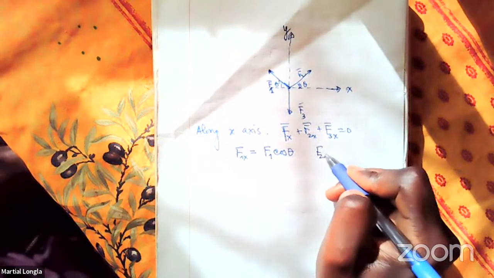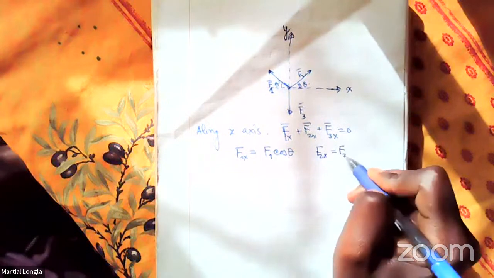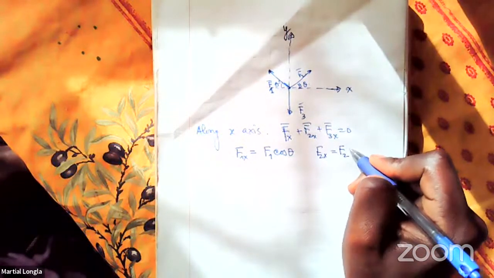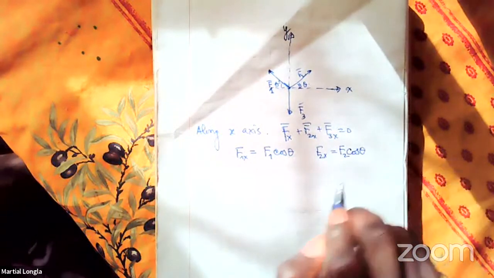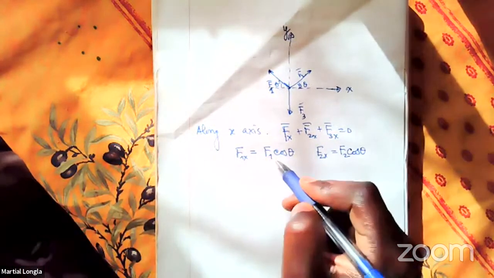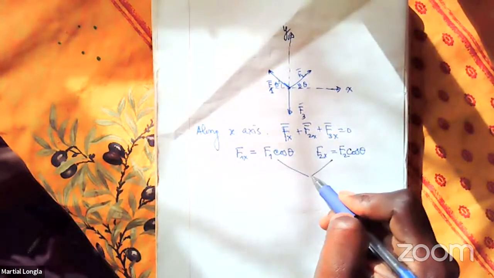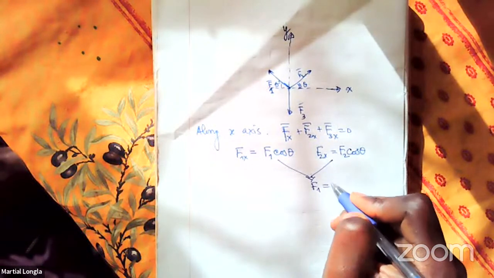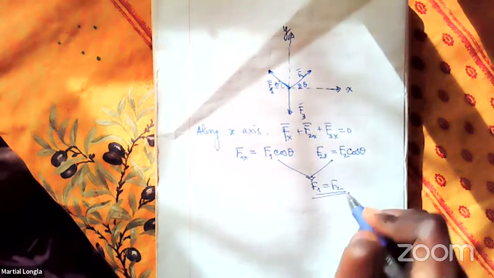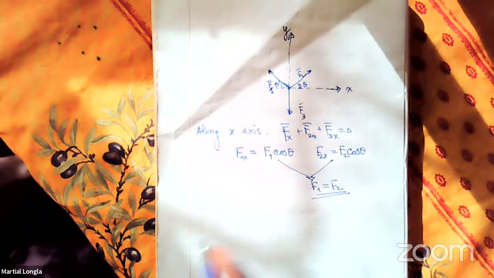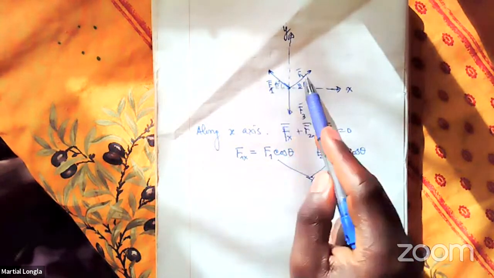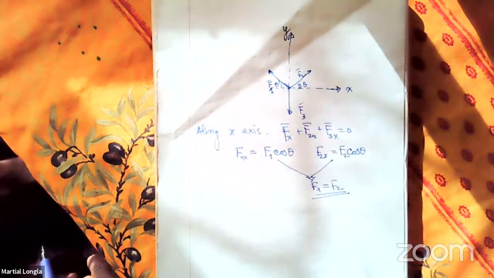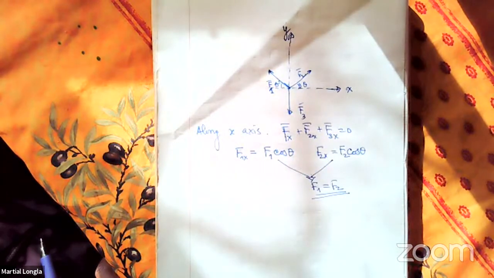And F2x is F2 cosine theta as well. That's why I said earlier that you are going to figure that F1 is equal to F2, that the two forces on the chains are equal, and that's why you have only one spot.